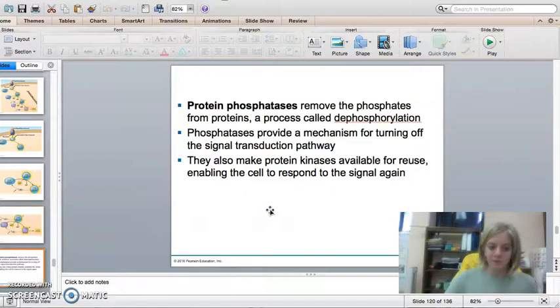The opposite example would be a protein phosphatase, and these work similar to protein kinases except they remove the phosphates from proteins, aka dephosphorylation. And oftentimes these protein phosphatases are used to turn off a signal transduction pathway. And another important role of these phosphatases is they help to make the protein kinases reusable and reversible. That way the cell can respond to the signal again if necessary.